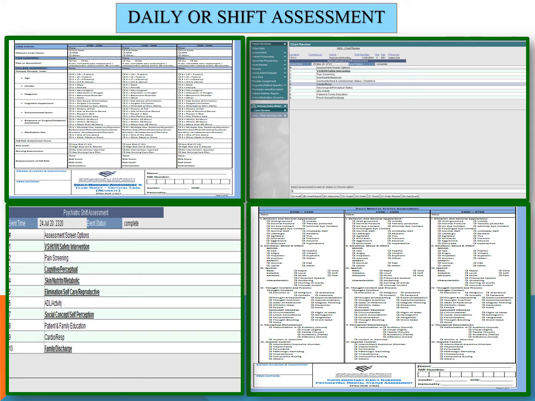Shift assessment. The staff nurses shall perform daily patient assessment and document findings in the appropriate electronic shift assessment form or its paper-based counterpart during downtime. The daily physical assessment for inpatients shall include the review of systems, pain screening, skin integrity, and fall risk screening and assessment. Continuous reassessment must be done if there is a significant change in the patient's condition, that is deterioration or improvement, treatment, or change in patient's diagnosis.